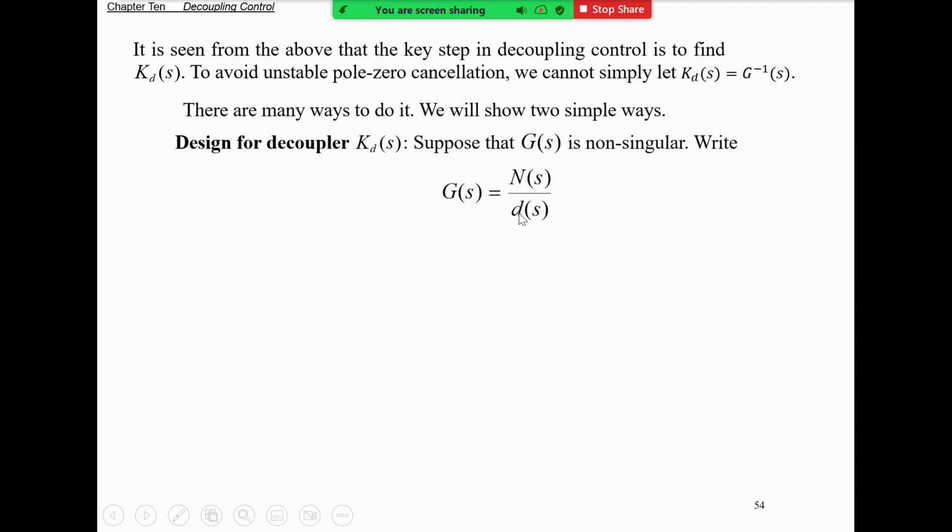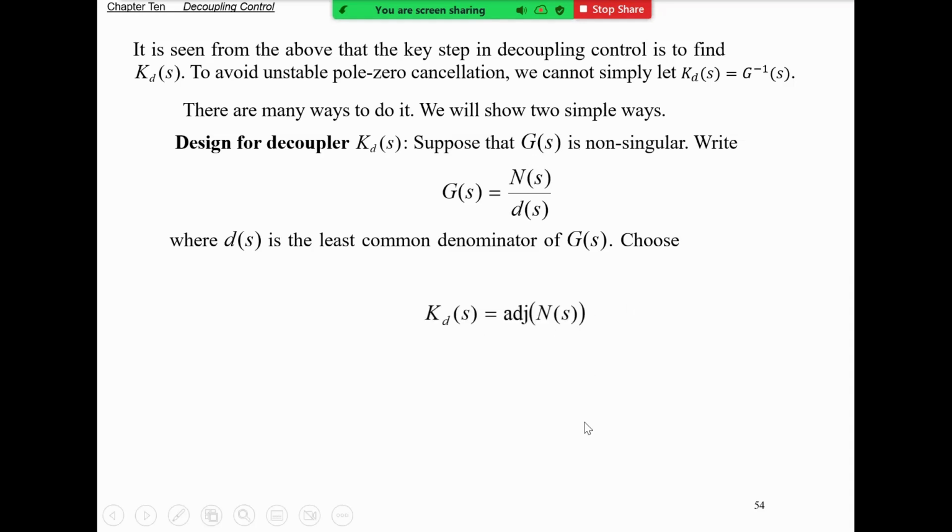This D is the least common denominator of this G. You take out the least common denominator of all the transfer functions in that matrix. Of course, then all the items left in the matrix will have no denominator. That will simplify the calculation for all the elements inside N, right? They are just polynomials because you take out this common denominator. If you can write this G in this form, D is just one polynomial, N is a matrix.